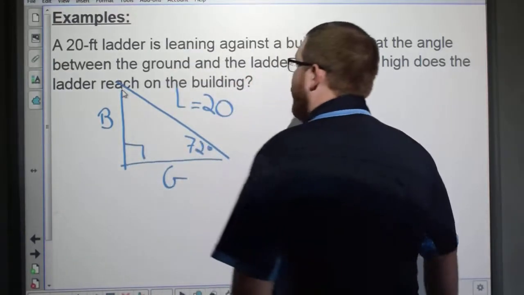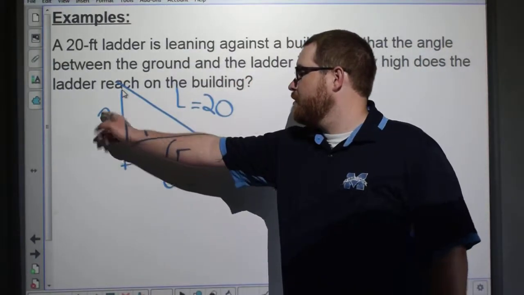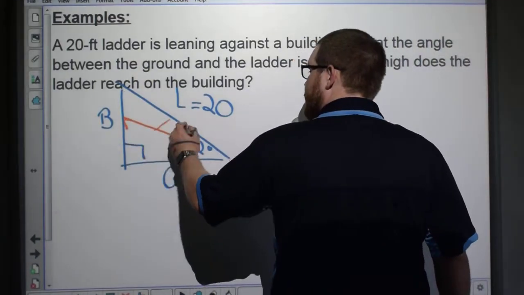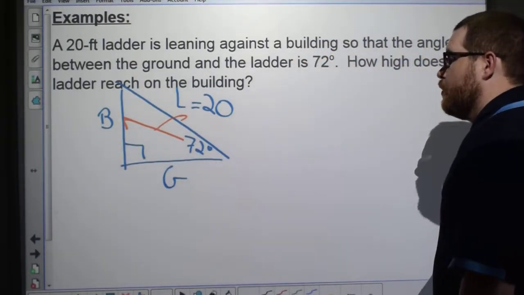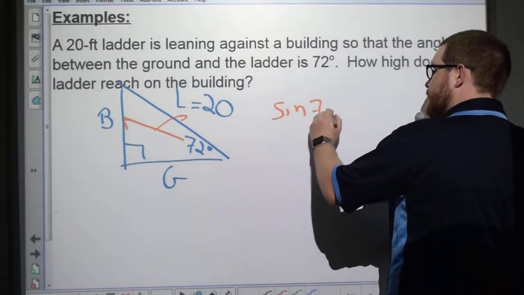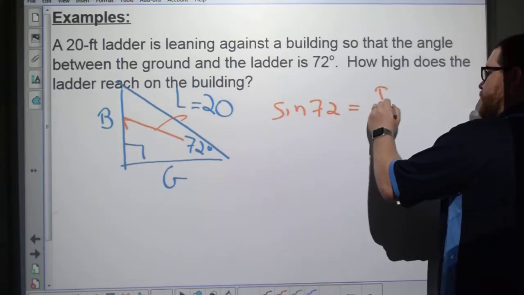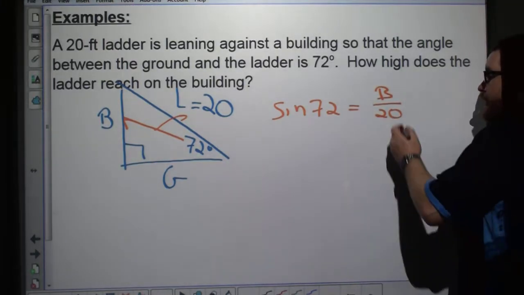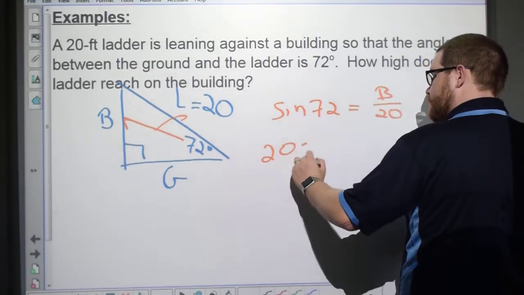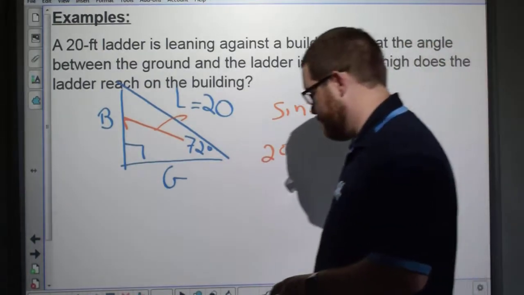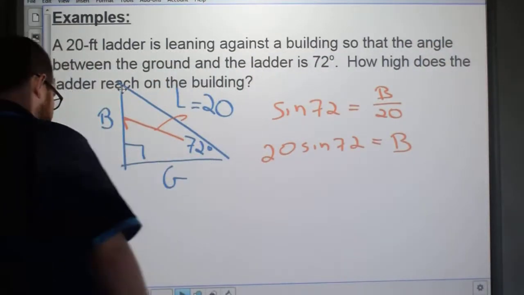It wants to know how high the ladder reaches on the building, so I'm going to solve for B here. What relationship can I make between these two things? Well, it's opposite and hypotenuse, so it's going to be sine. Sine of 72 degrees equals B over 20. Opposite over hypotenuse. This is a pretty easy one. Just multiply the 20 over. And let's type it in the calculator. We'll round to 3 decimal places because that's our general rule.